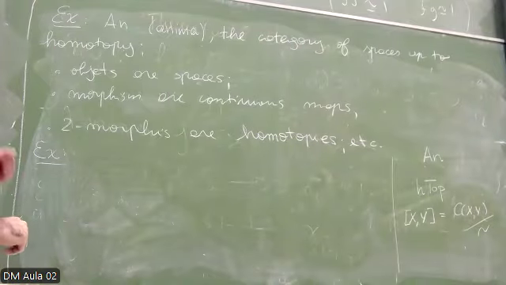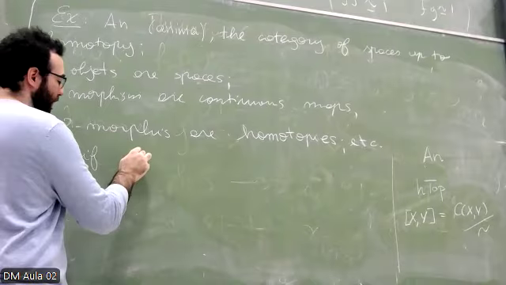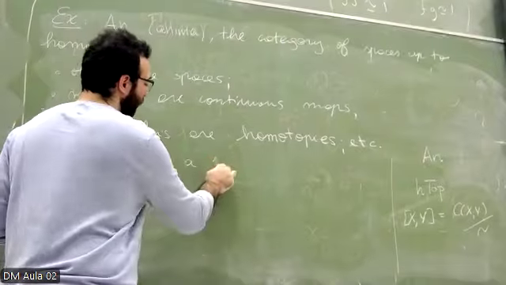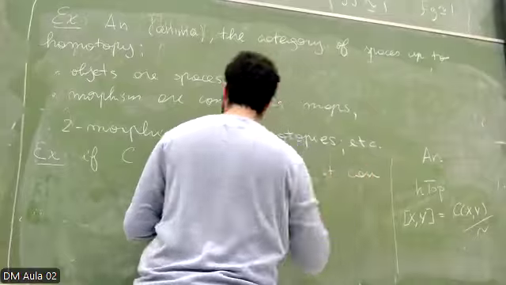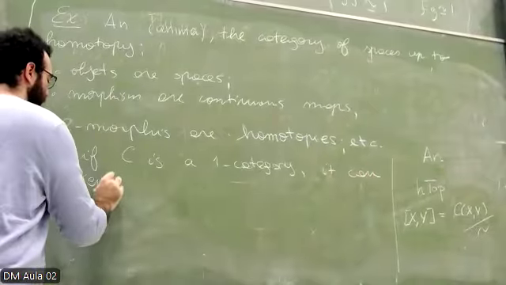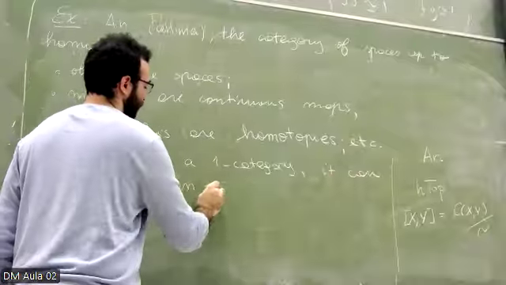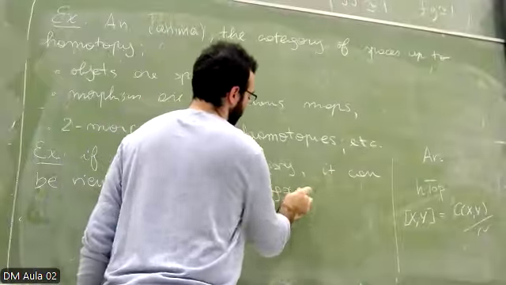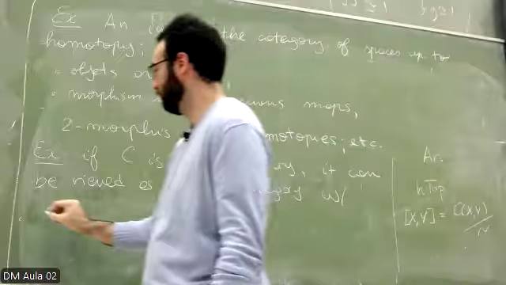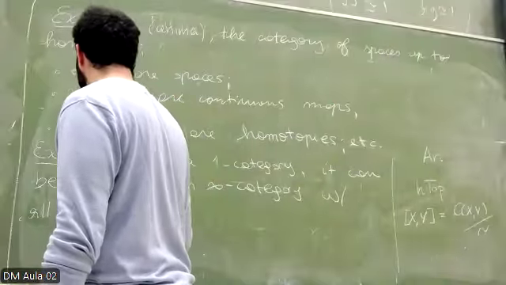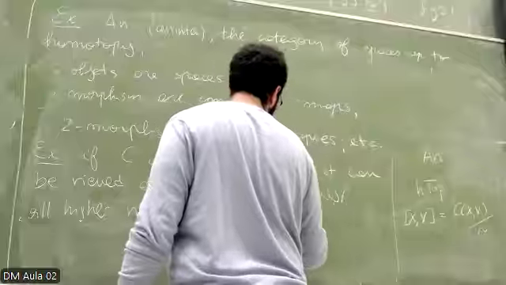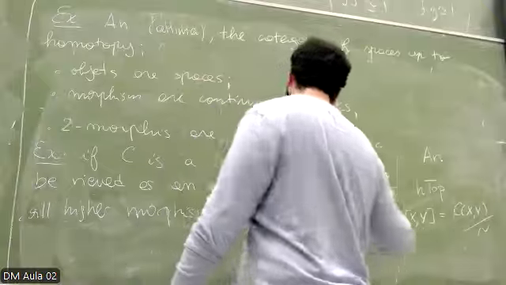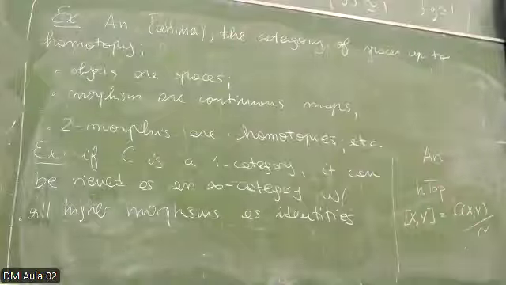Okay, and then another example which is very important is that if you have C a one category, then you can view it as an infinity category with all higher morphisms being identities. So if you don't have higher morphisms, then you just have the definition of a category.